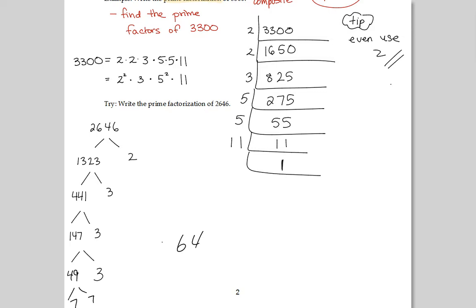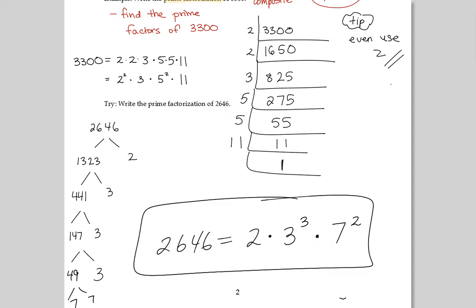So 2646. How many factors of 2? How many factors of 3? How many factors of 7? Okay, so this is what you want. Whether you do the table or the tree, that's what I want. 2 times 3 times 3 times 3 times 7 times 7. 2646. Okay, I did it right.